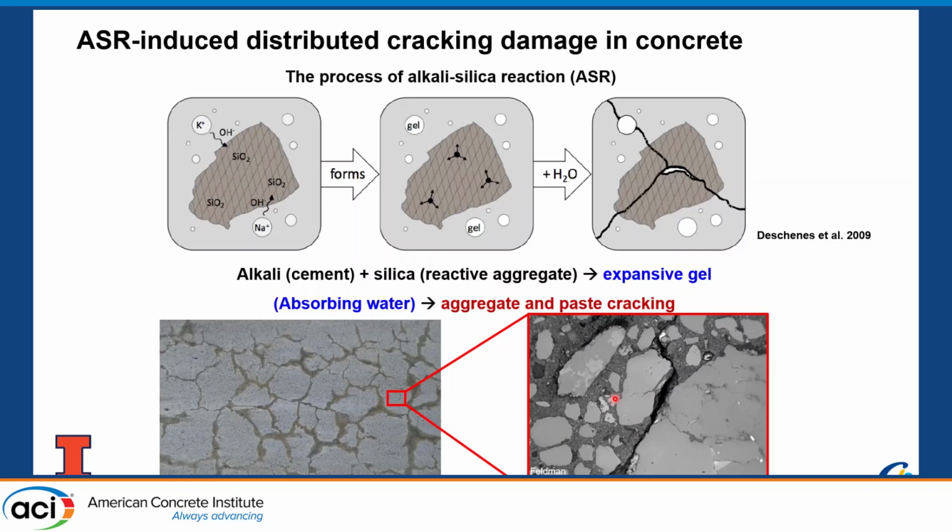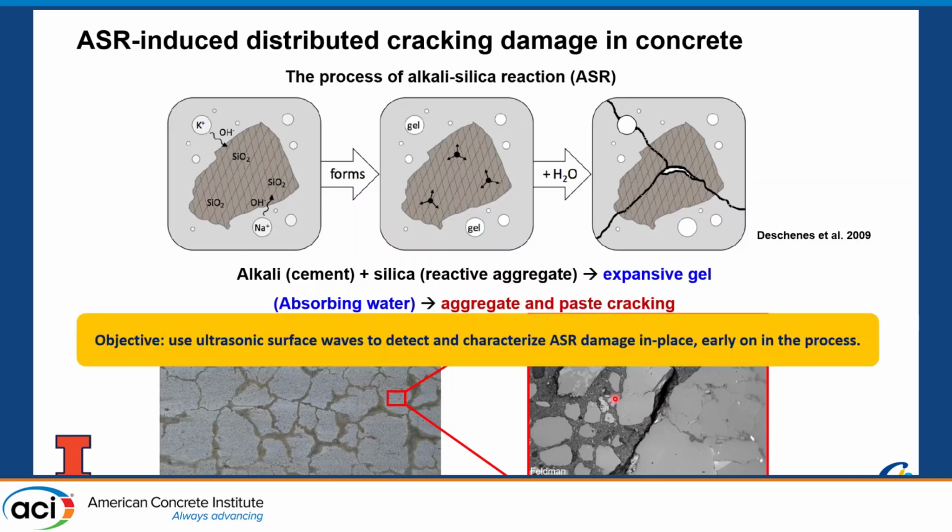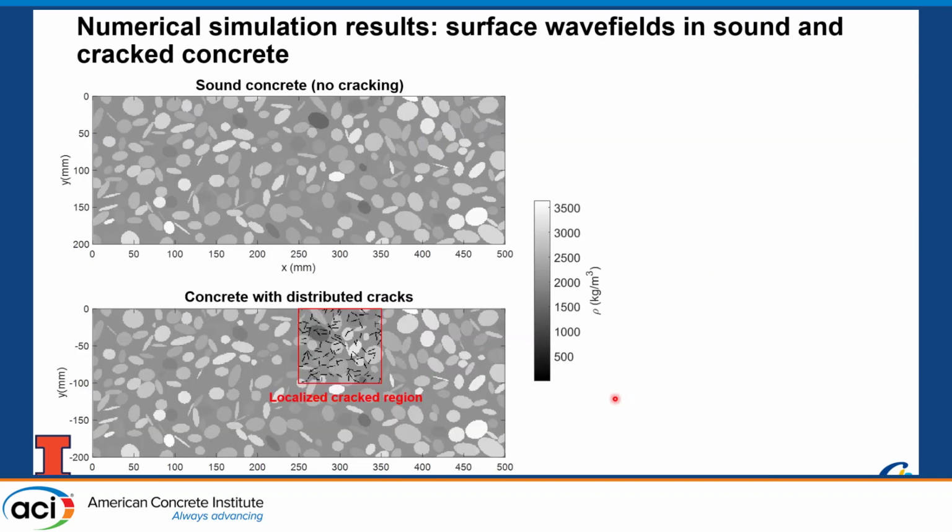Now, early on in this attack, we have no visual indication of this. It's very hard to see visually, but it's happening. We see these cracks distributed under the microscope. So the goal of this work, motivated for a long time, is: can we use ultrasound, and in particular ultrasonic surface waves, to detect and characterize this fine crack network early on, before it's obvious by visual inspection? To motivate and illustrate this, here I show some simulation results.